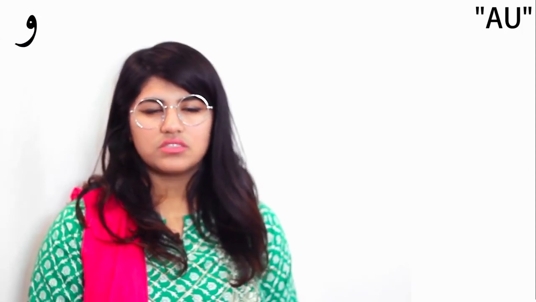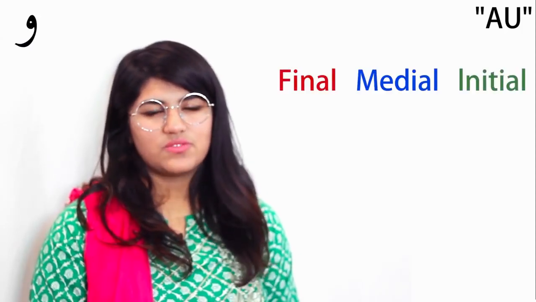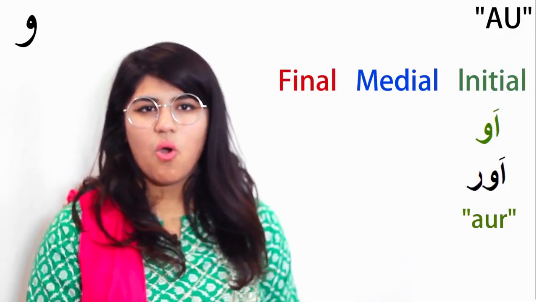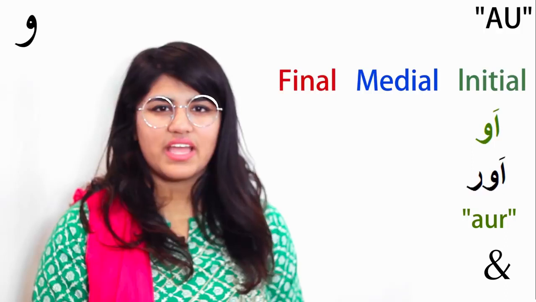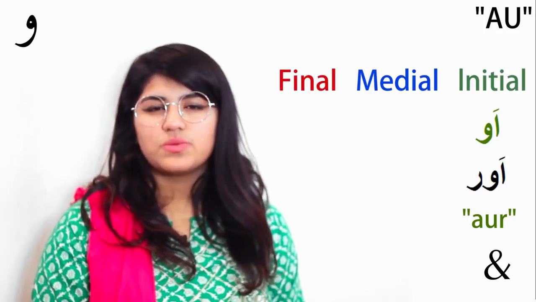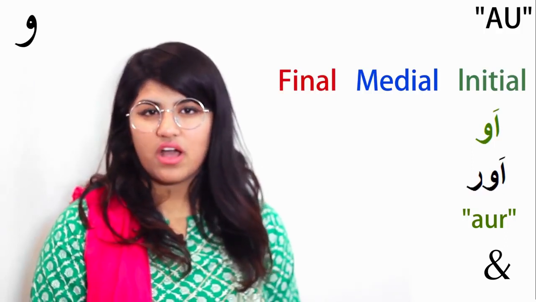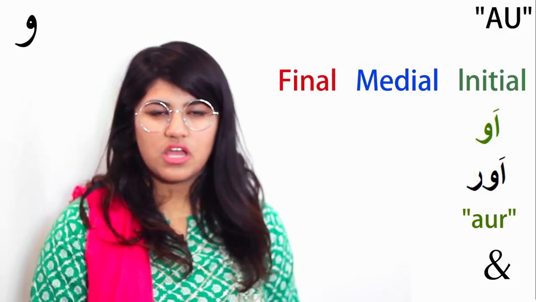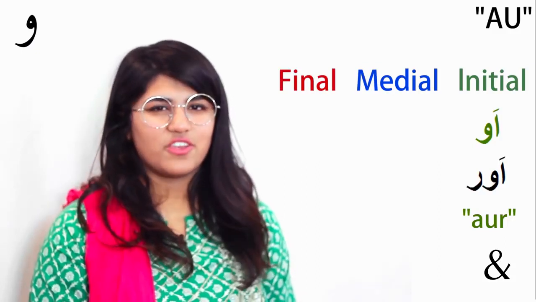The last of the long vowels is o. The first word for the initial position is or. Or means and. You use this with a zabr and then a vowel. So you start with your alif, your zabr, and then your vowel.